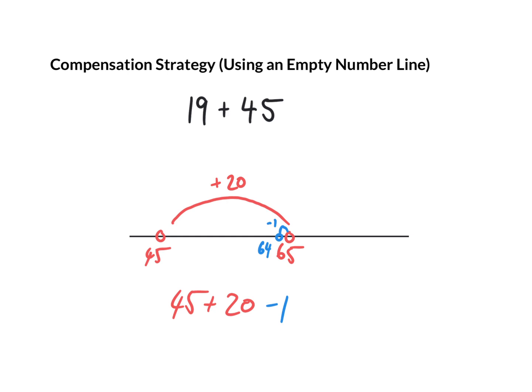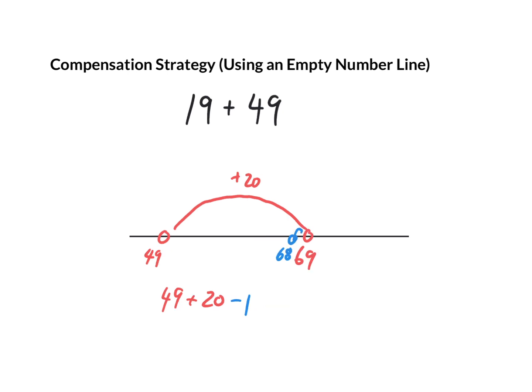Let's look at another example, 19 plus 45. I've decided I don't want to work with the number 19. So I'm going to work with the number 20 and I'm going to take 1 away later on. So 45 plus 20 is 65. And then I take 1 away because I need to make 19. So 45 plus 19 is 64.